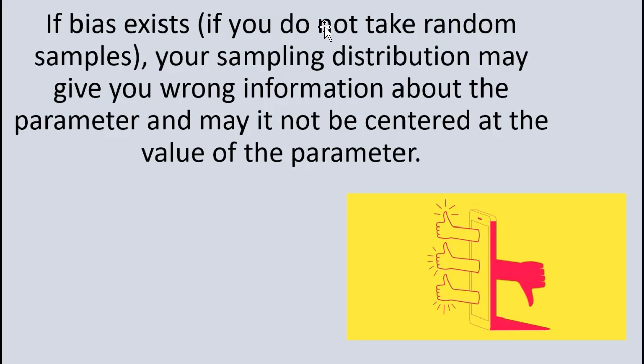Note, if you take random samples, the sampling distribution will be centered over the actual population parameter. If bias exists, in other words, you do not take random samples, your sampling distribution may give you wrong information about the parameter, and it may not be centered at the value of the parameter.